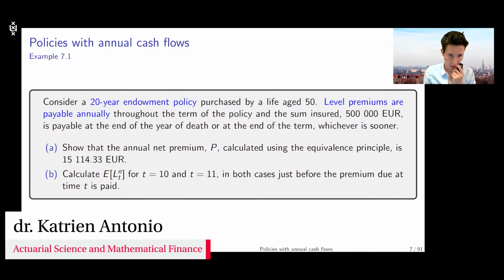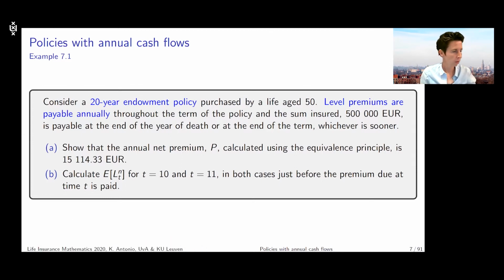So let's move ahead with an example because that will clarify what we're trying to do here. This is an example from the book. We look at a 20-year endowment policy, which is purchased by a life aged 50. We've got level premiums payable annually throughout the term of the policy, and the sum insured equal to 500,000, payable at the end of the year of death or at the end of the term, whichever is sooner. And the term is 20 years because I've got a 20-year endowment policy.